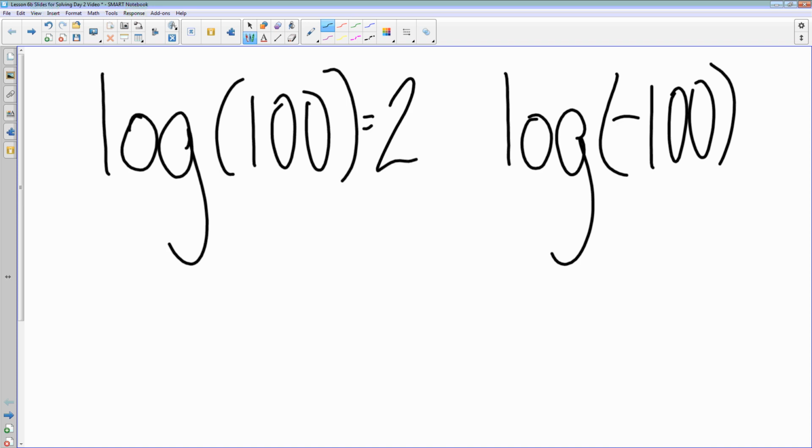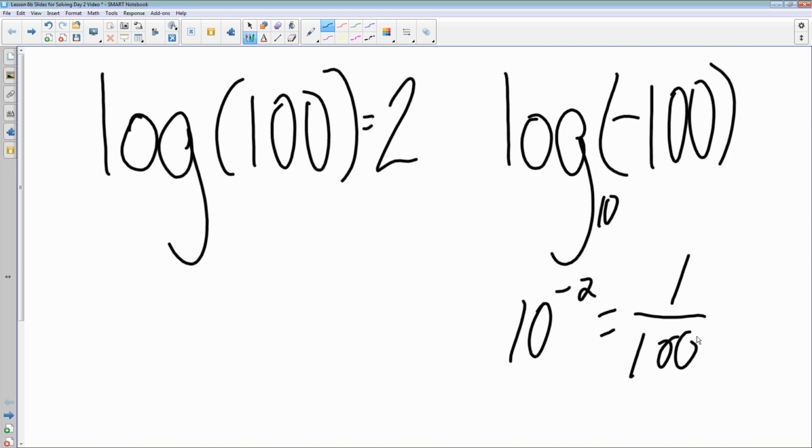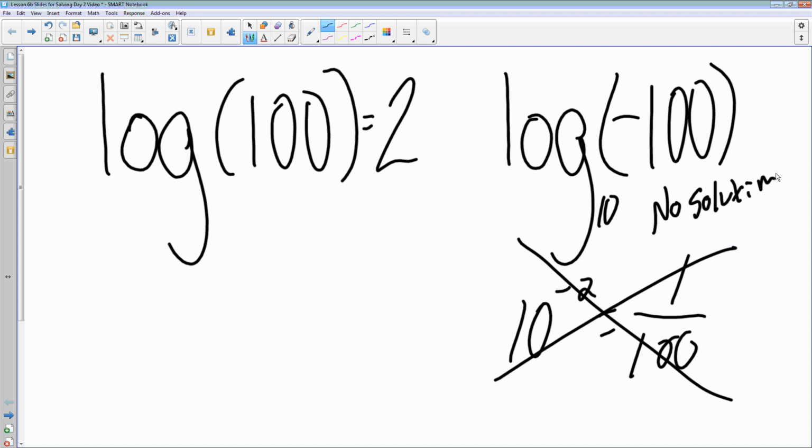But then when I give you log of negative 100, is there any number that I can take 10 to the power of to get a negative 100? Some of you might be thinking, of course, it's negative 2. But 10 to the negative 2 is actually 1 over 100. So there is no power that we can take 10 to get a negative number. So this is an example of there being no solution, or we could also think of an extraneous solution.